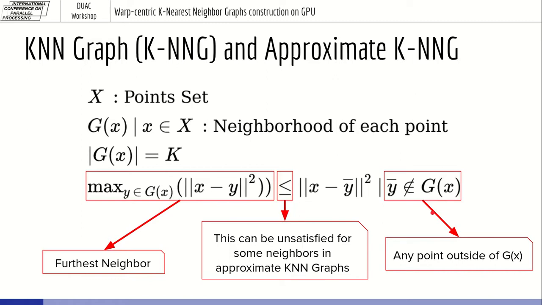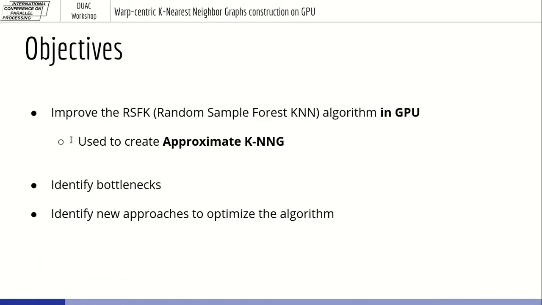Some algorithms only need an approximation of KNN graphs. In this case, some neighbors do not necessarily reflect the closest points. Our objective in this paper consists in improving an existing algorithm named Sfk. This algorithm computes approximations of KNN graphs using GPU. We have identified the bottlenecks and proposed a new approach to optimize this algorithm.